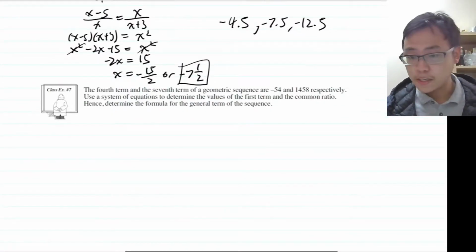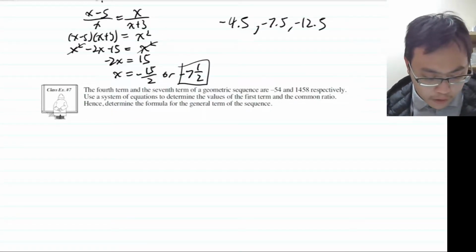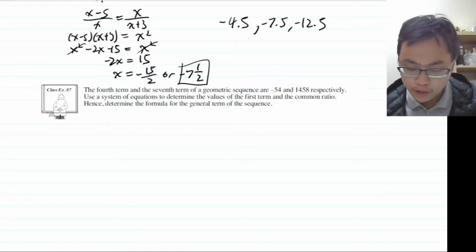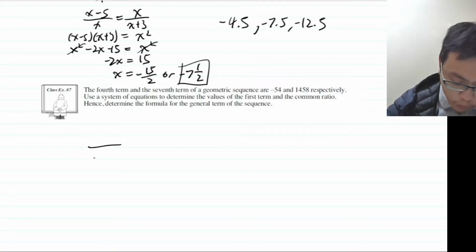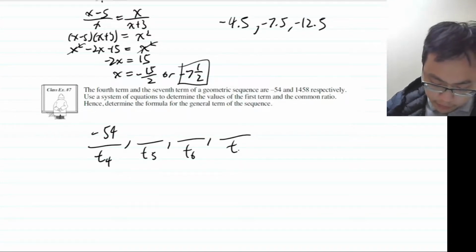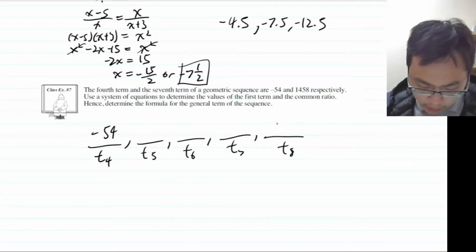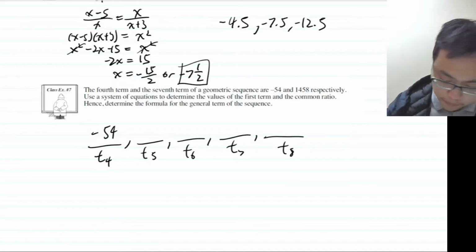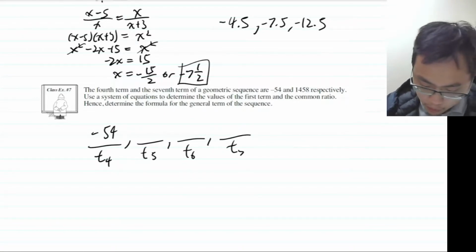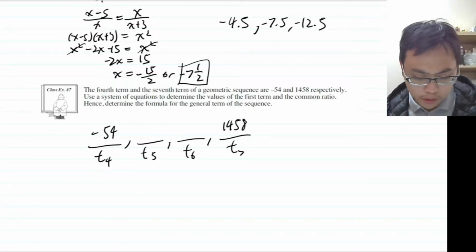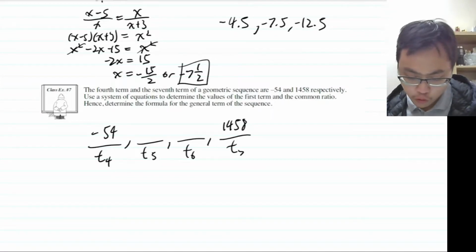Now this is the very last example, and I'm running very long. It says the fourth term and the seventh term of a geometric sequence are negative 54 and 1458. So I know that T4 is negative 54, and somewhere along the line this is T5, this is T6, this is T7, and this is T8. I went one too many. The seventh term is 1458. So we have the fourth term and the seventh term, and we are to use a system of equations to determine the values of the first term and the common ratio.